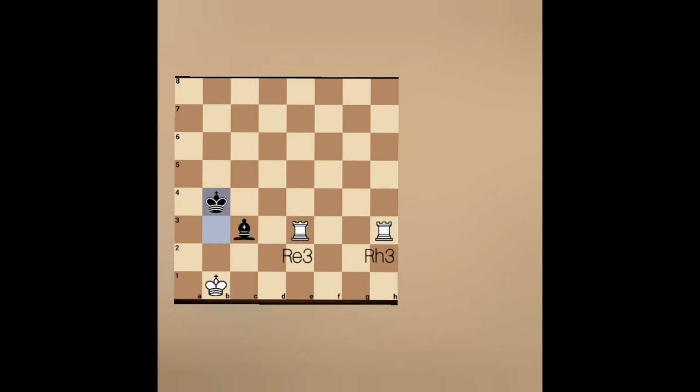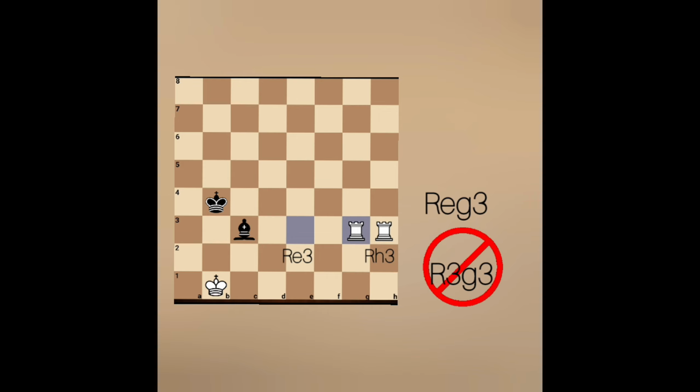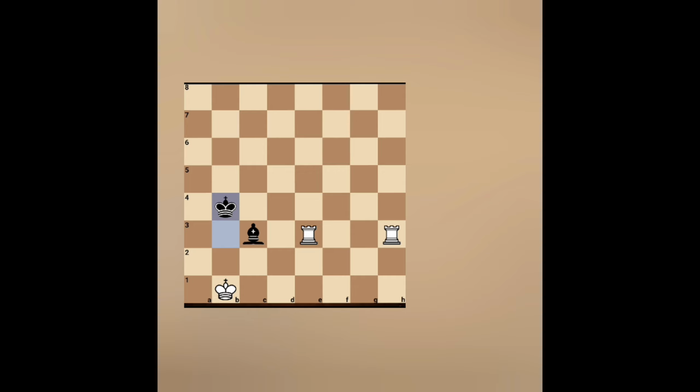Now, let's see what happens if similar pieces are on the same line but in a horizontal direction. If the rook on e3 is moved to g3, then we will use the alphabet and write it as reg3. Do not write it as r3g3 because both rooks have 3 in their original position. If we move rook on h3 to g3, then we will write rhg3.